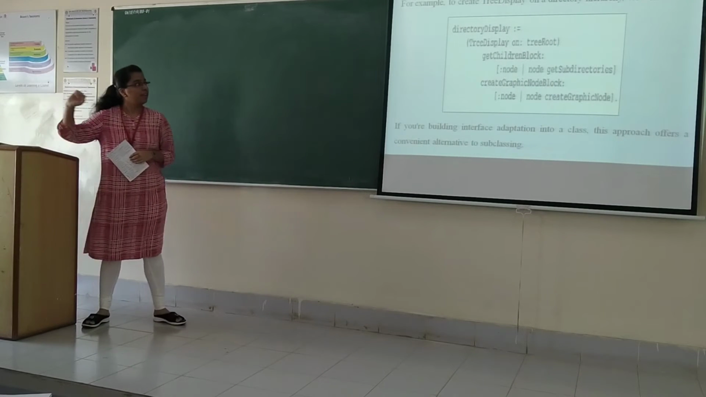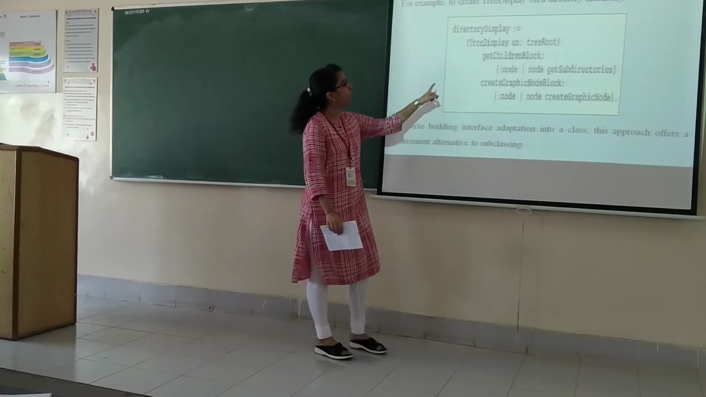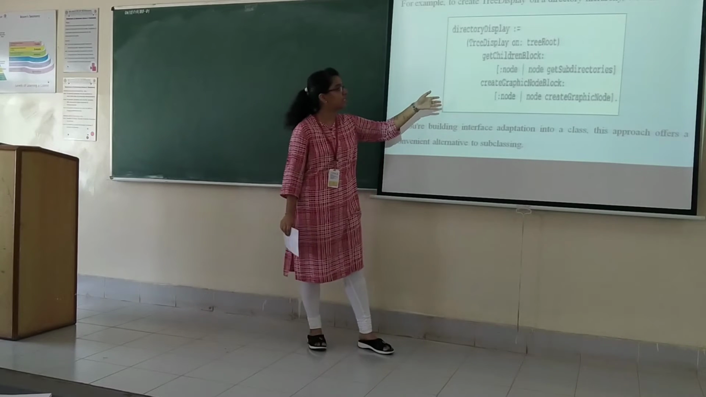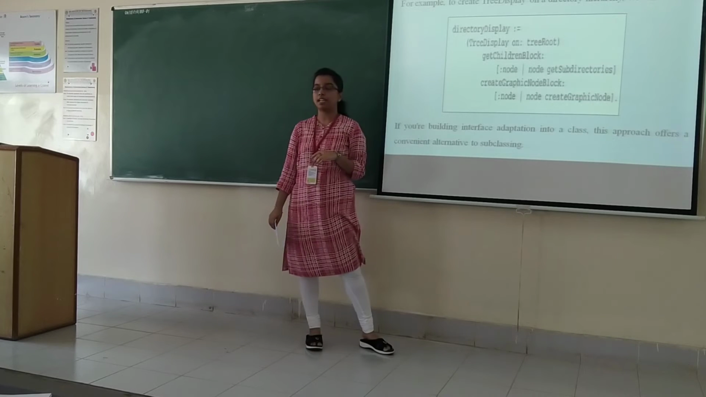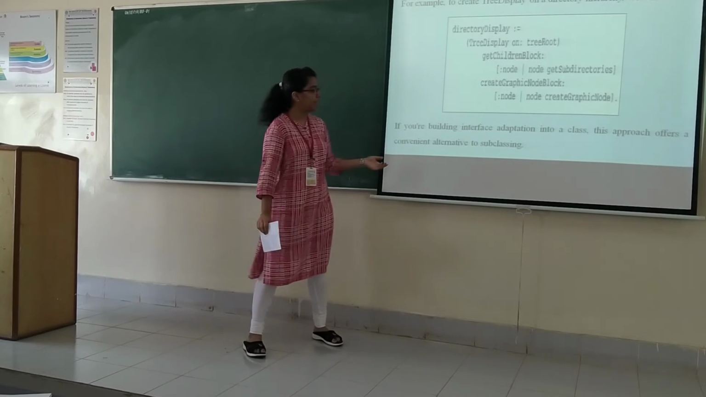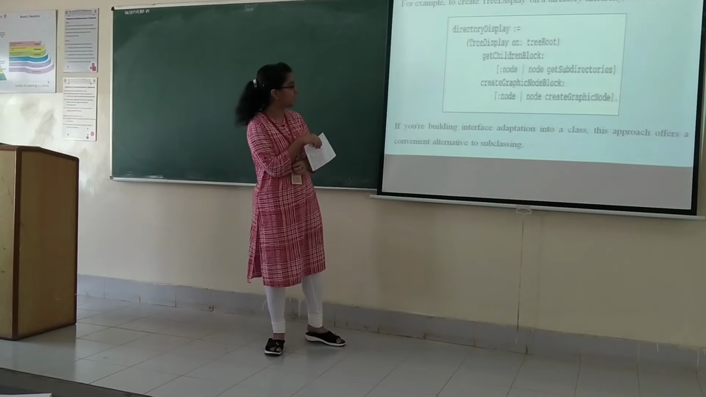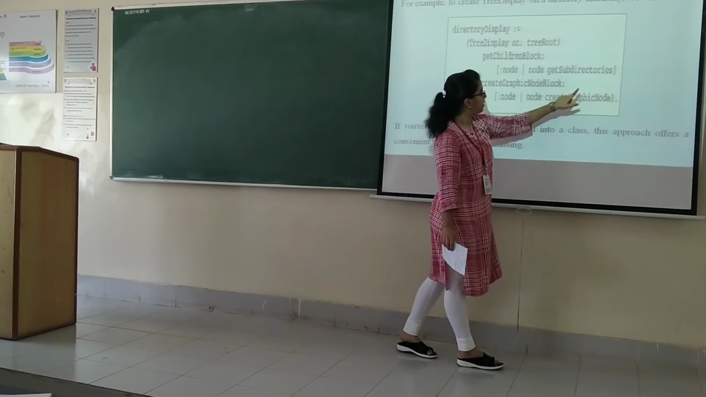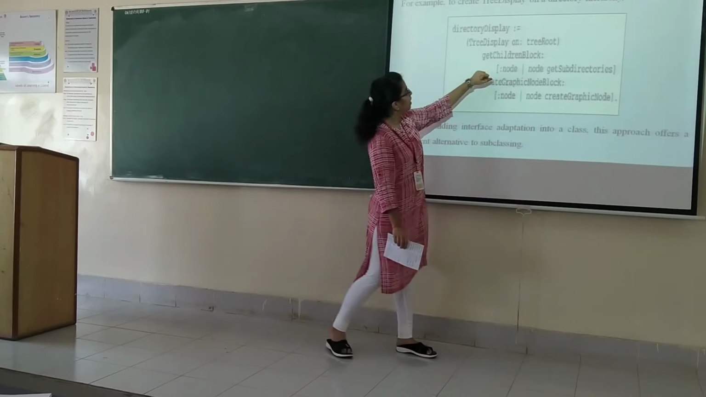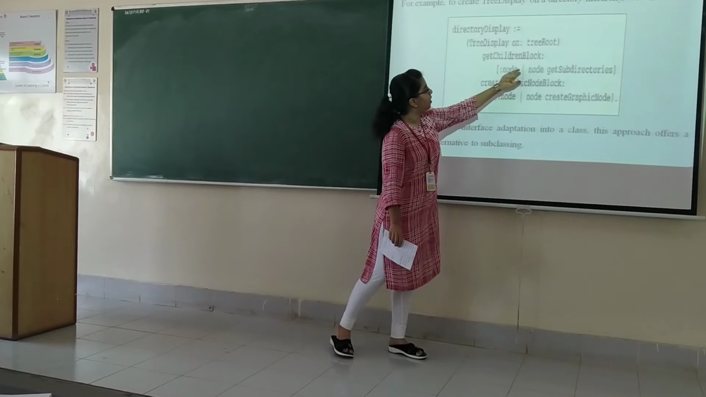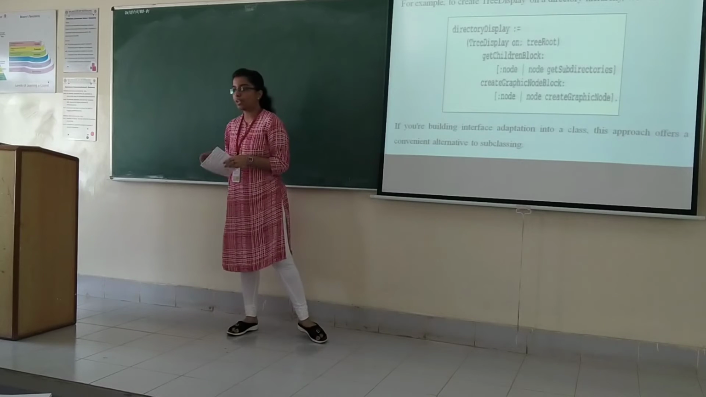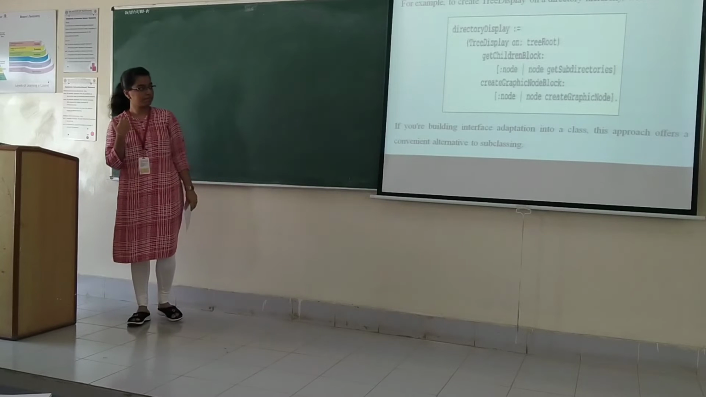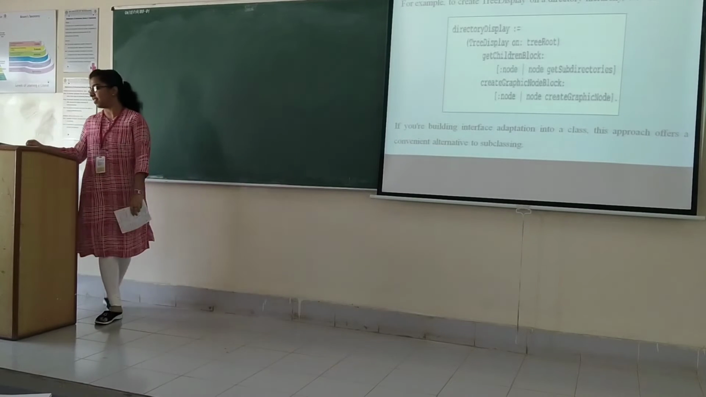Here you can see an example to create a tree display for a directory hierarchy. This is a syntactical representation. This is how the parameterized nodes are created as objects. If you are building an interface adoption into a class, this approach offers a convenient alternative to subclassing. Here, subclassing of nodes is occurring. Get subdirectory, create graphic node, and here you can see the get children block. It's a syntactical keyword for accessing and subclassing the nodes in the parameterized approach.